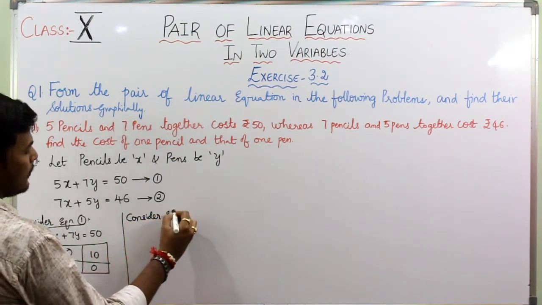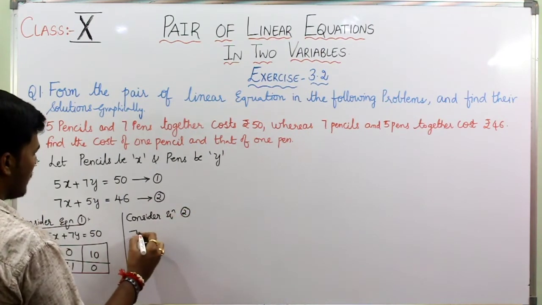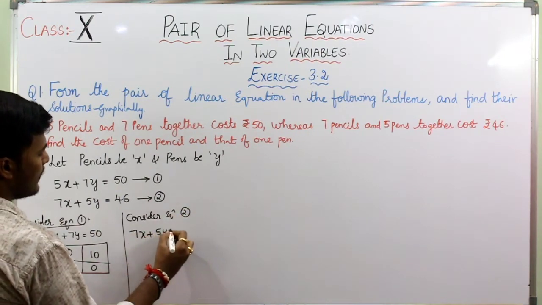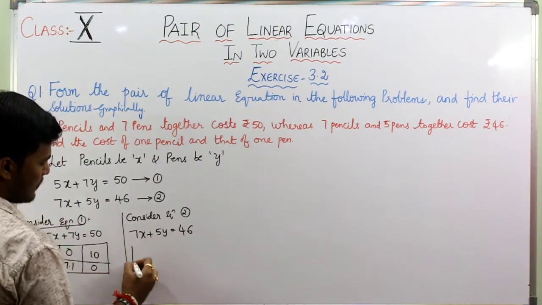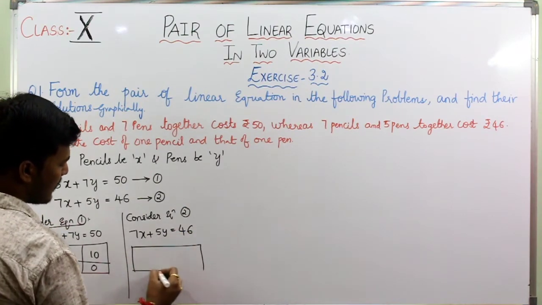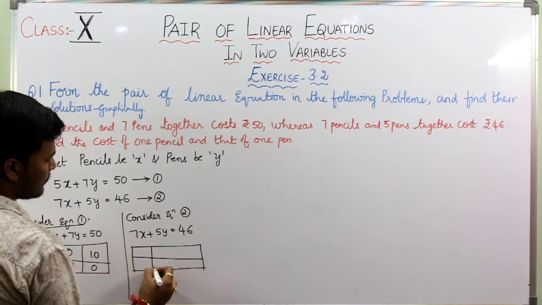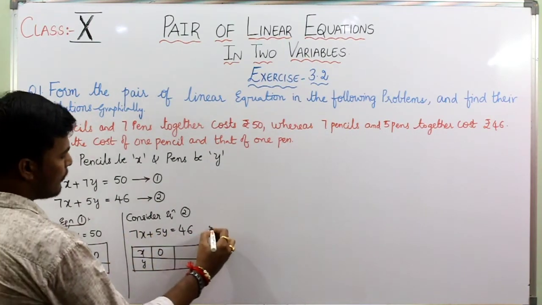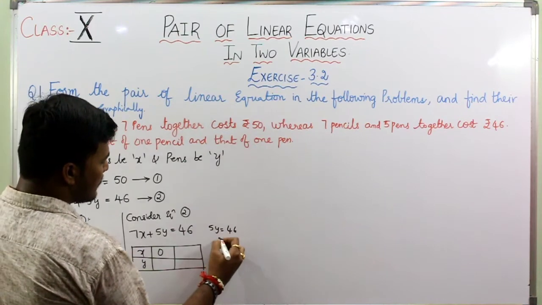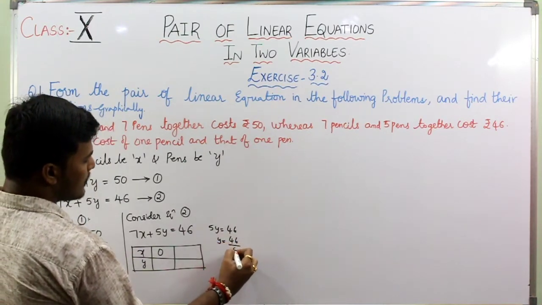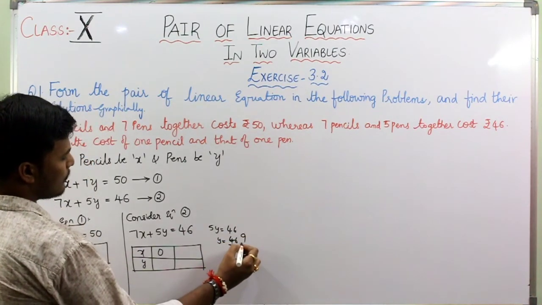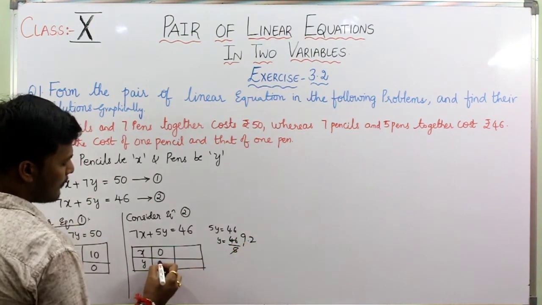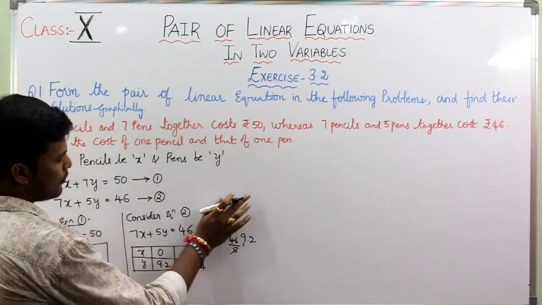Consider equation number 2, that is 7x plus 5y is equal to 46. Here I am again taking the same values, x value, y value. If I take x as 0, I am left with 5y equal to 46, y is equal to 46 by 5. 5 ones are 5, 5 nines are 45, 1 will be left. So approximately we get 9.2, right?